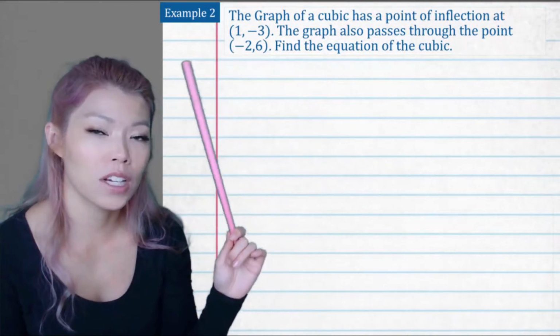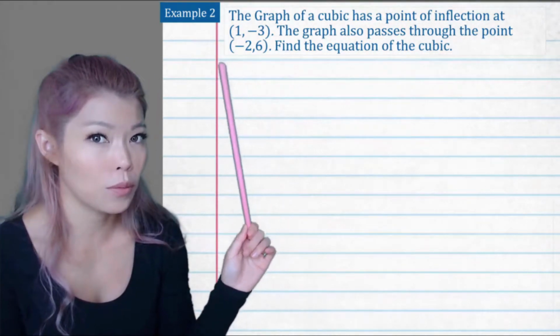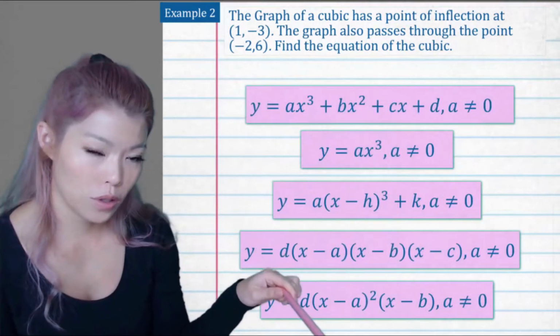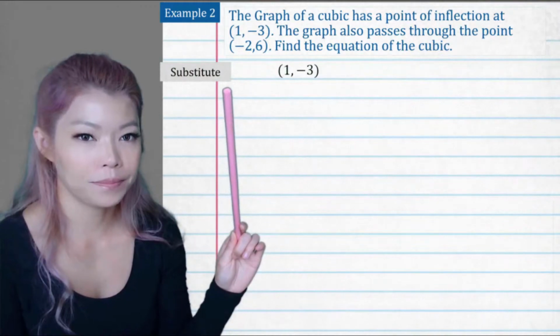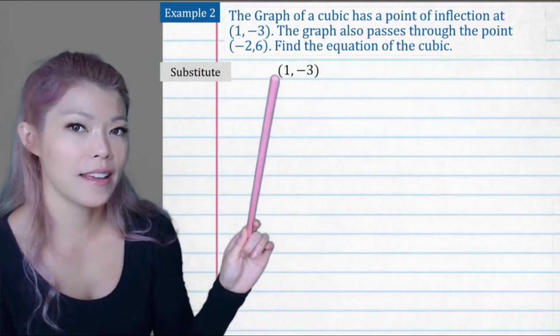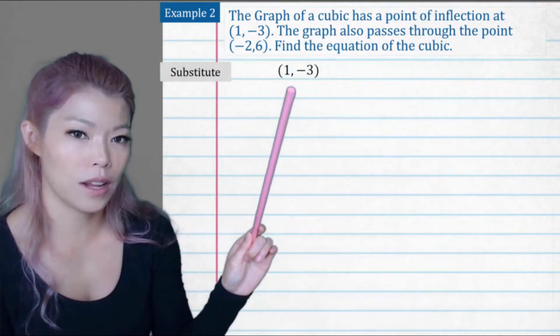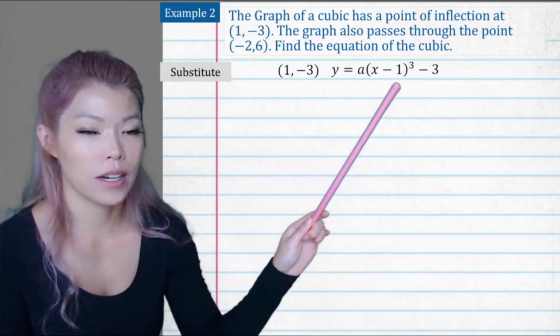So the point of inflection means we're using the turning point format, but with a cube. So we're going to use that one there. Let's write that out. The point of inflection is (1, -3), which means our H, left-right, is 1, and our K, up-down, is -3. So we write it like so.